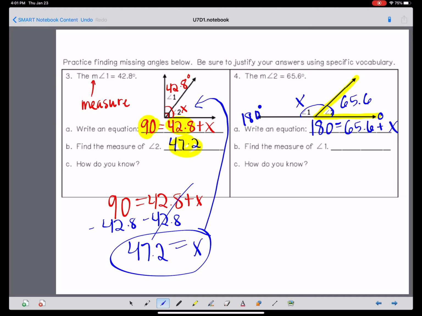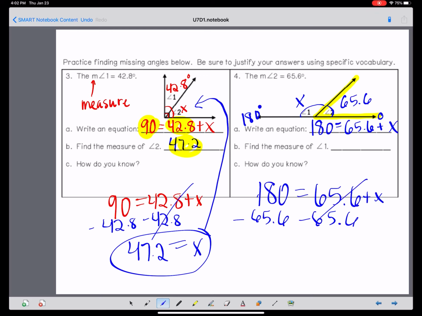Angle 1 is my x value. Find the measure of angle 1. Well, let's go ahead and solve for our equation, solve for x. I want to subtract 65.6 from both sides. And if I do that, 180 minus 65.6 gives me 114.4 as my x value.